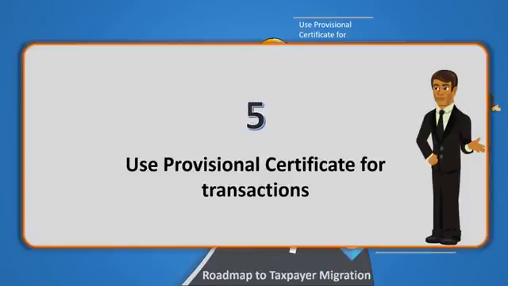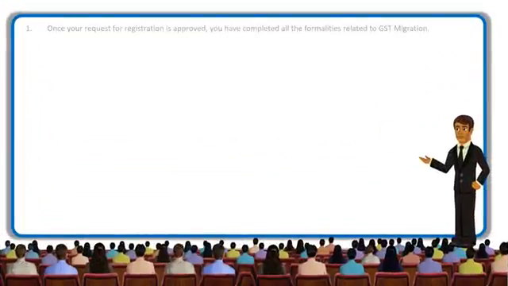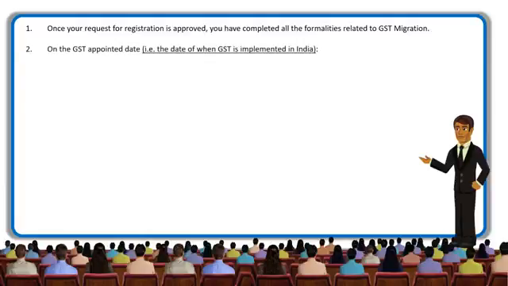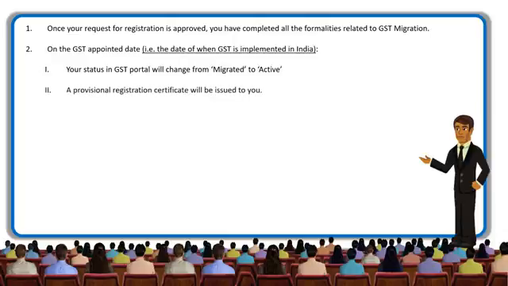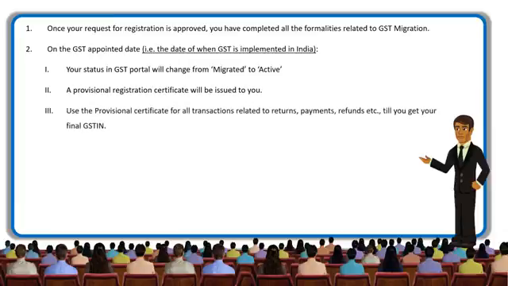As the last step, use the provisional certificate for all GST-related transactions. Once your request for registration is approved, you have completed all the formalities related to GST migration. On the GST appointed date, that is the date when GST is implemented in India, your status in GST portal will change from migrated to active. A provisional registration certificate will be issued to you. Use the provisional certificate for all transactions related to returns, payments, refunds, etc. up to 6 months or till you get your final GSTIN, whichever is earlier.